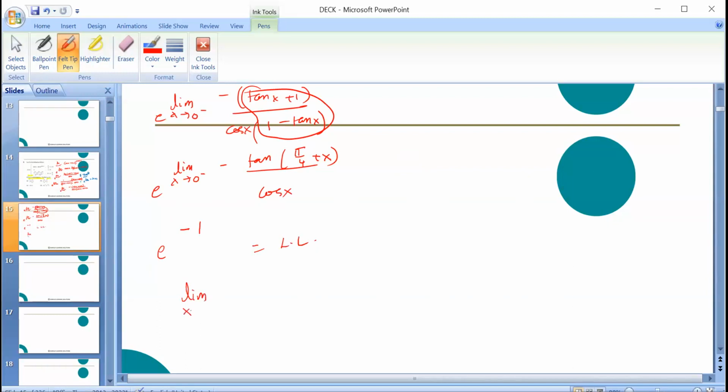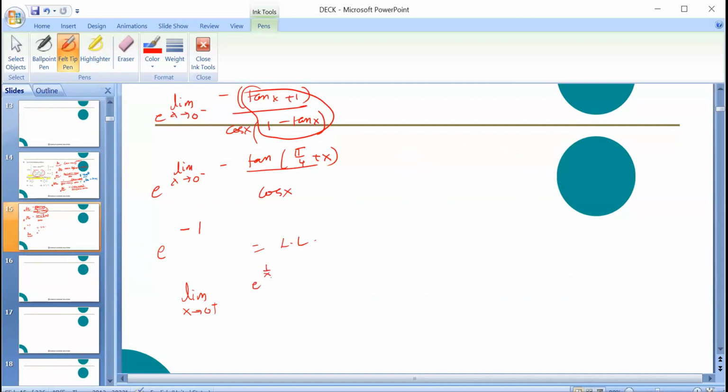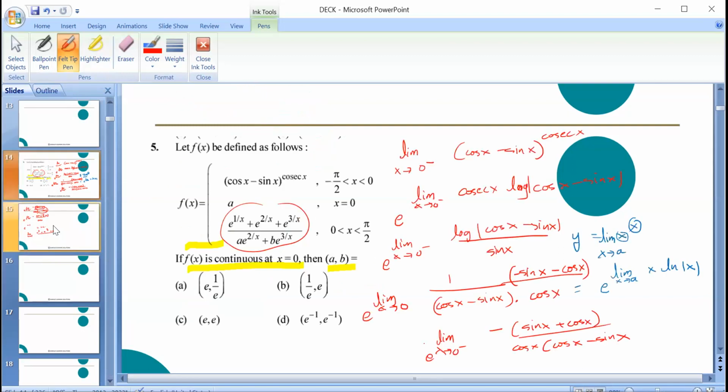Now right limit means as x approaches 0 plus. The right limit, you have to take right of 0. e power 1 by x plus e power 2 by x plus e power 3 by x, by a e power 2 by x, b e power 3 by x.